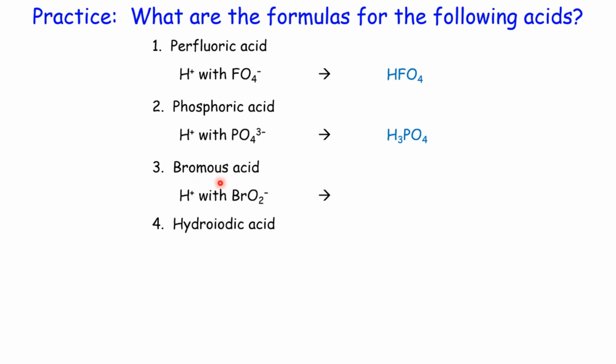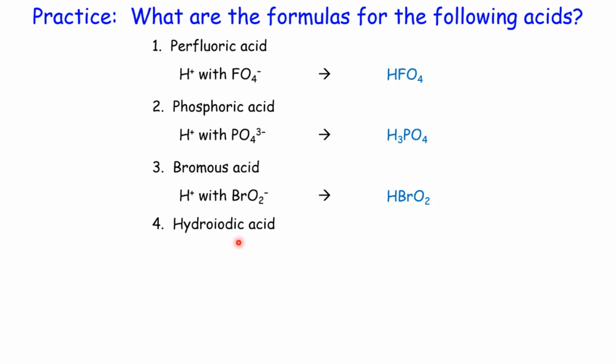Bromous acid. OUS means the anion has to be one oxygen less than ate. Ate has 3 oxygen atoms, and this has to be one less, so 2 oxygen atoms. And the polyatomic anion here is BrO2. All right, it's bromite. So HBrO2, that's the formula.